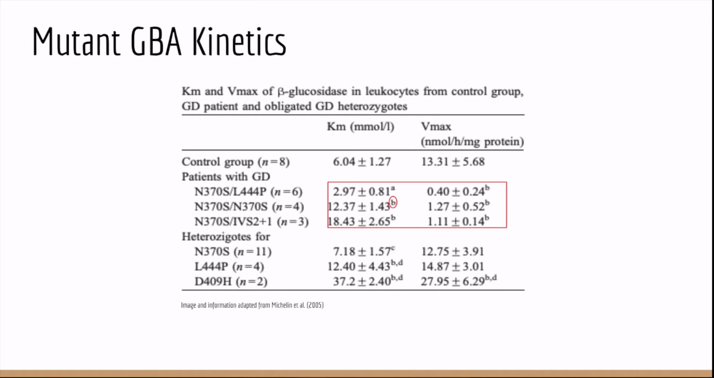However, those that are heterozygous for one of these mutations are still significantly different, especially in the case of D409H. However, there is still the case of N370S, where its Km and Vmax values are nearly identical to that of the control group, which are those with the native Km and Vmax.